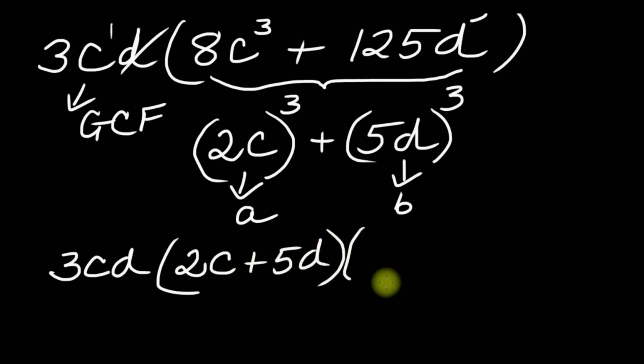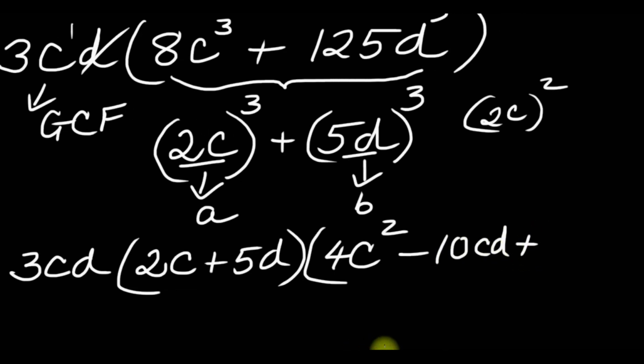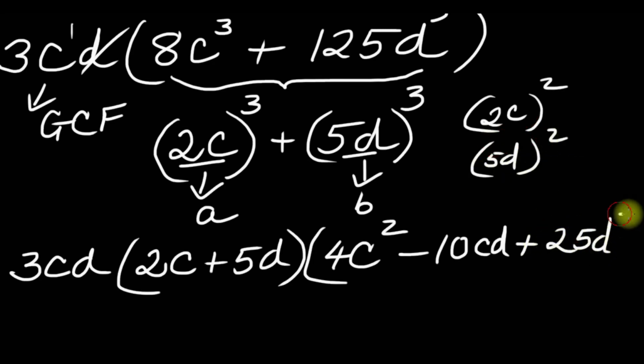And then it's going to be A squared. So 2C squared is going to be 4C squared, minus A times B. So that's going to be 10CD. And then plus B squared. So 5D squared is going to be 25D squared.